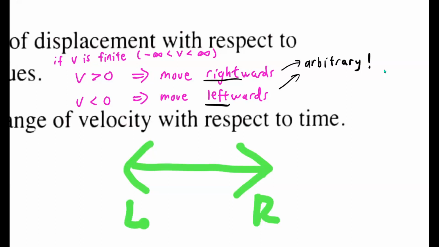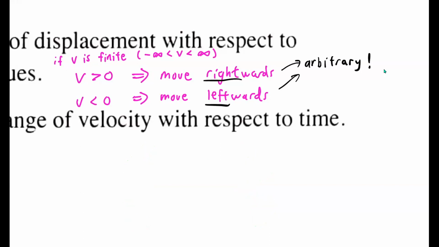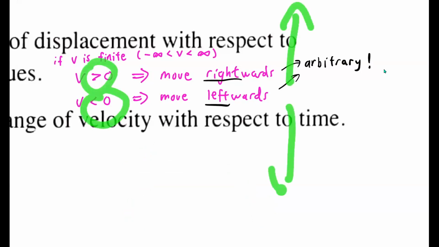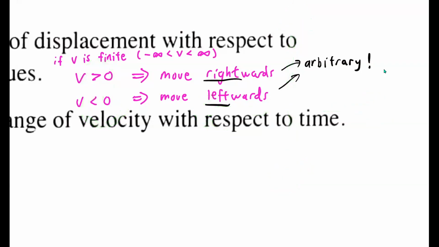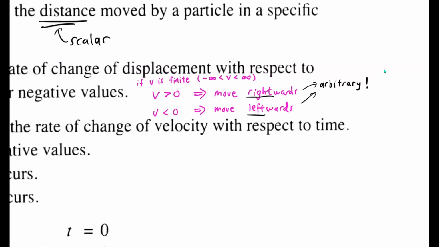So for now, we just assume that v more than 0, move right. v less than 0, move left. Is that okay? Okay. And now, you can also interpret it as up and down. Usually with more than 0, it will be up. Less than 0, it will be down. Just like the positive and negative y-axis, and positive x-axis and negative x-axis. Okay, good. Moving on. Next one, acceleration.